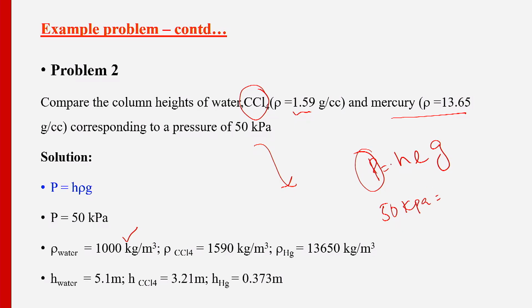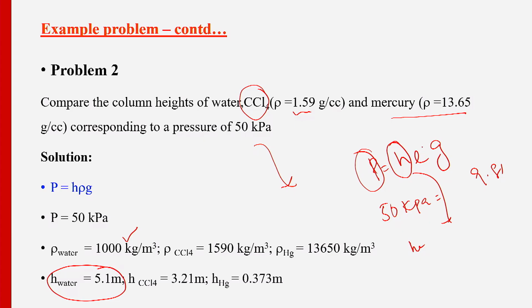Then we have to find and compare the column heights: h of water, h of CCl4, and h of mercury. Of course, the density values are already there. First use the density of water, and the g value we know, 9.81, to get the height of water. Height of water, first we got the value of 5.1 meter.